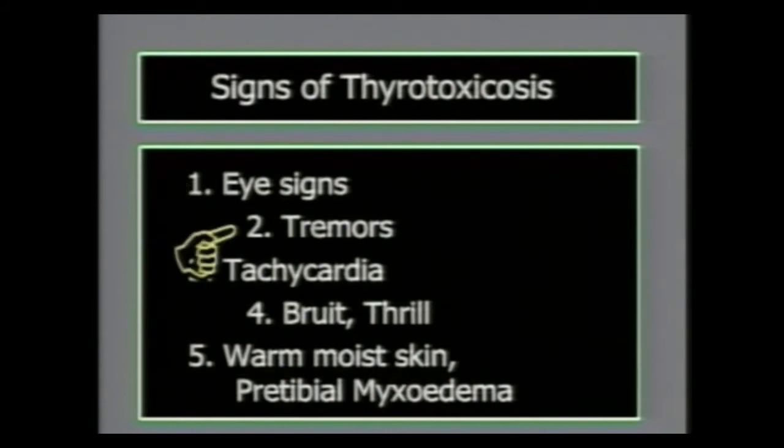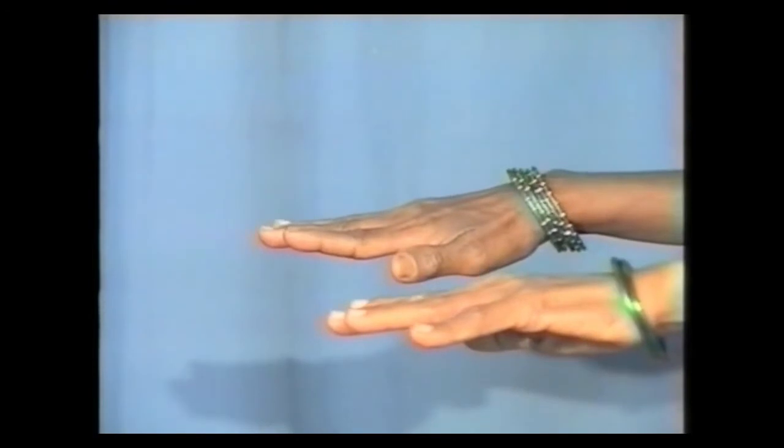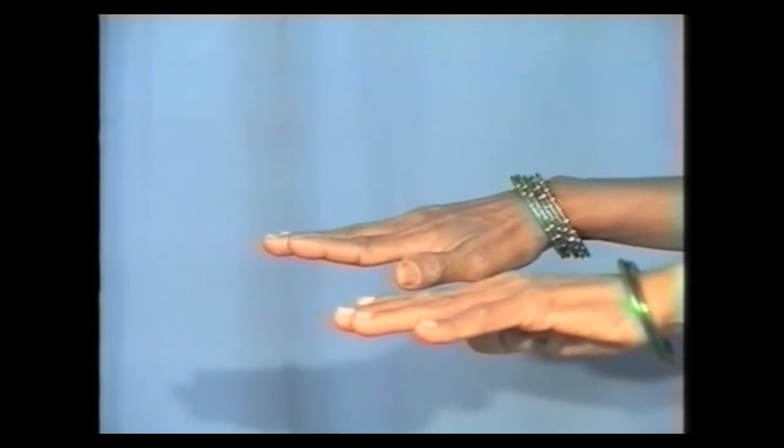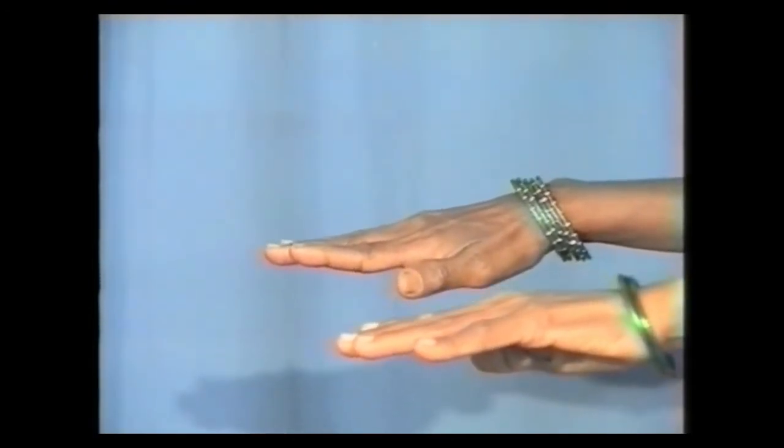Next, look for fine tremors of outstretched hands and protruded tongue. Ask the patient to stretch out the arms with slight fanning of the fingers. Thyrotoxic patients will always show a fine tremor of the fingers. This is another patient with a thyroid enlargement. Note the fine tremor of the fingers of the outstretched hands suggesting thyrotoxicosis.